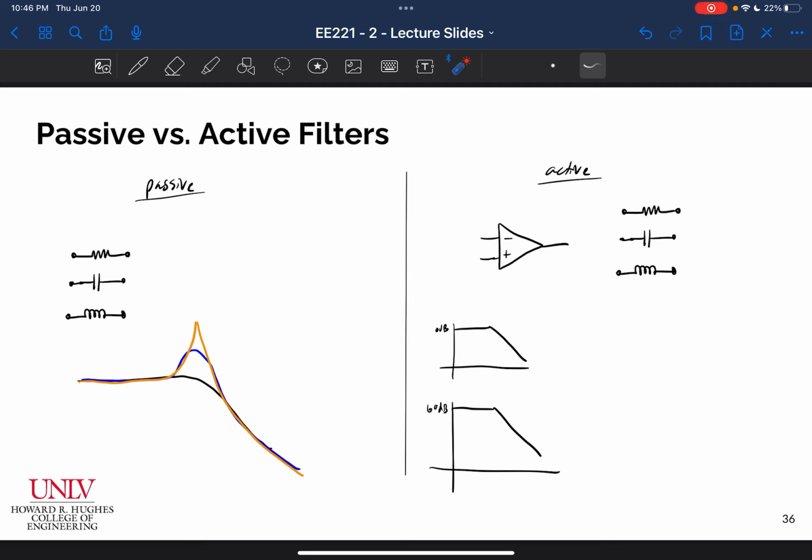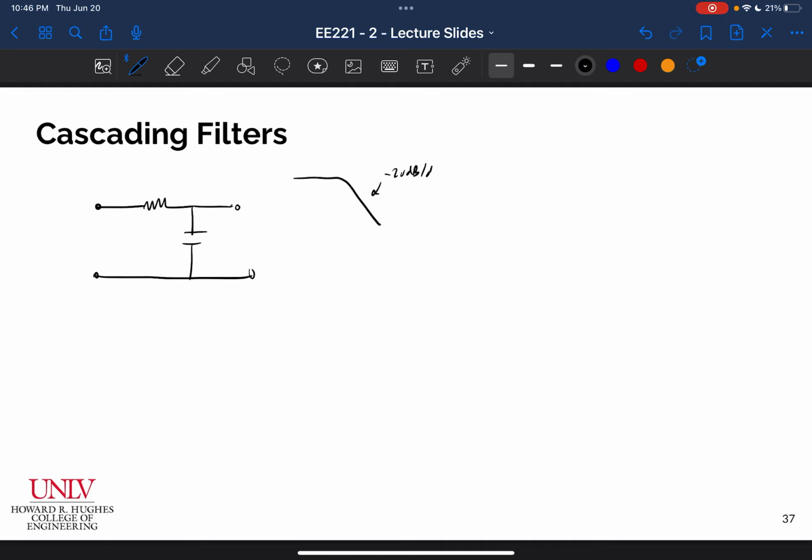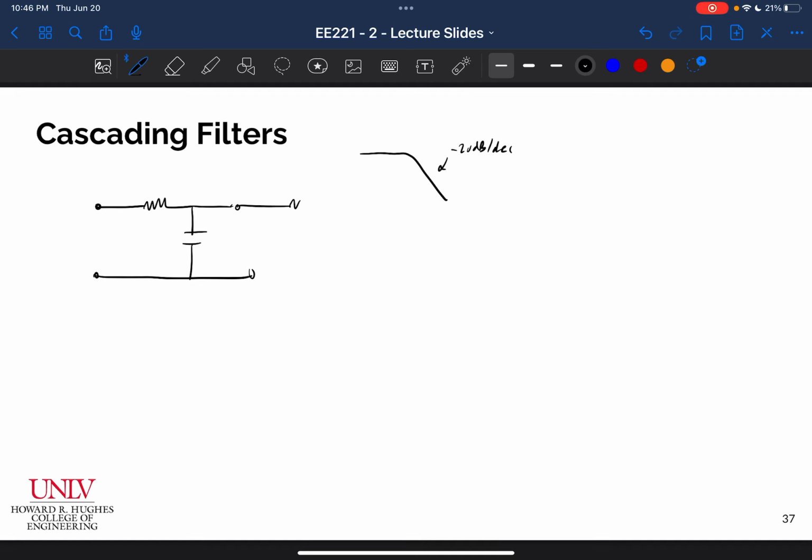One final thing about passive versus active filters is when it comes to cascading filters. Like I talked about previously, if I have a typical low pass RC filter like this, I know that the response looks like this, and this is going to be minus 20 dB per decade. Theoretically, I should be able to cascade a second filter here. That would also give me 20 dB per decade roll off. And if I have two of those, I should theoretically get 40 dB per decade roll off.